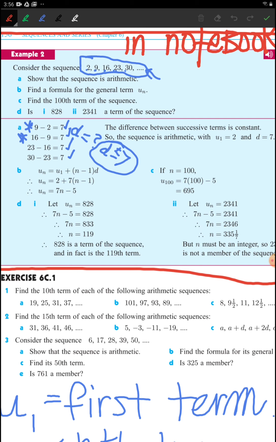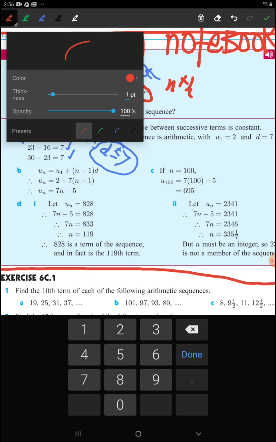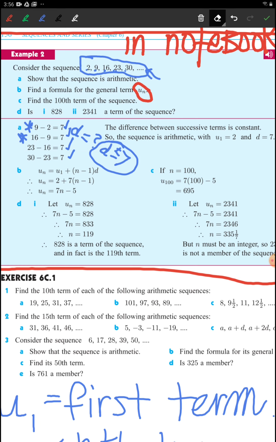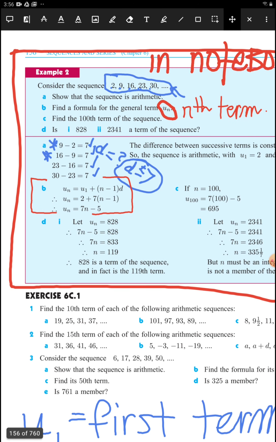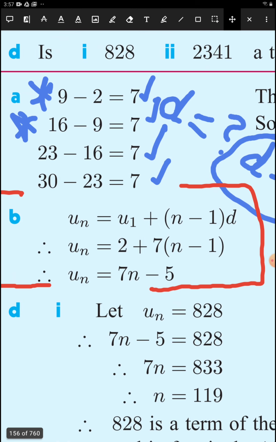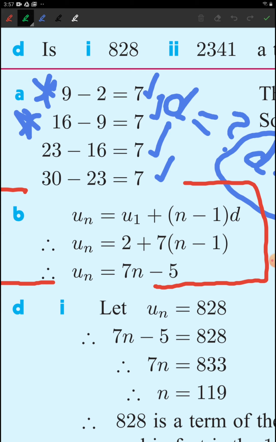Part B: find a formula for the general term, U sub N, also known as the nth term. So they want to know what the formula actually is. Okay, look at how they started. They started with the formula U sub N equals U sub 1 plus N minus 1, times D.